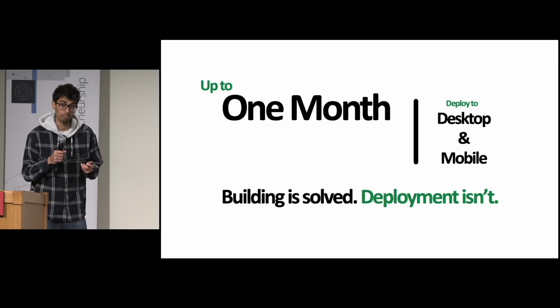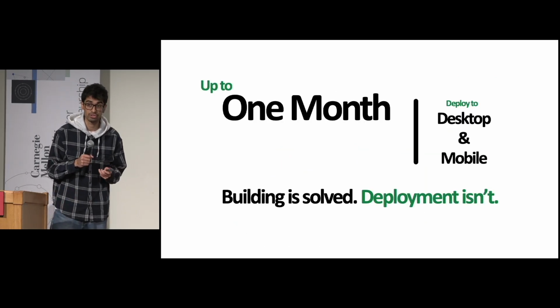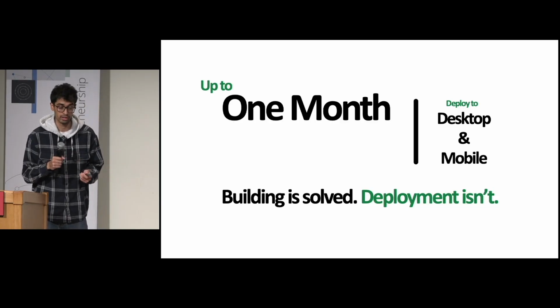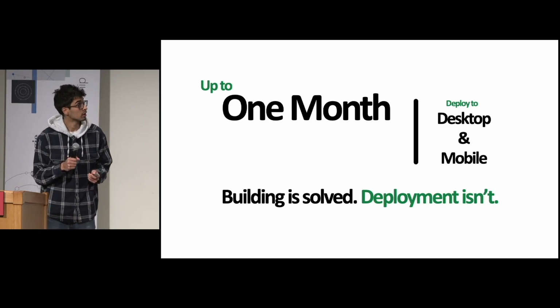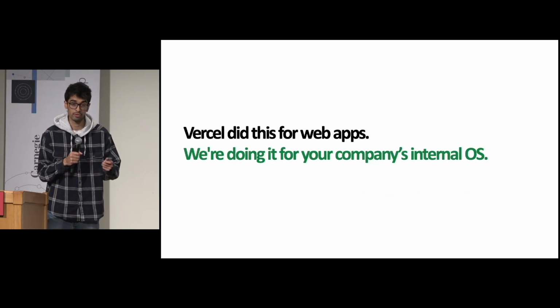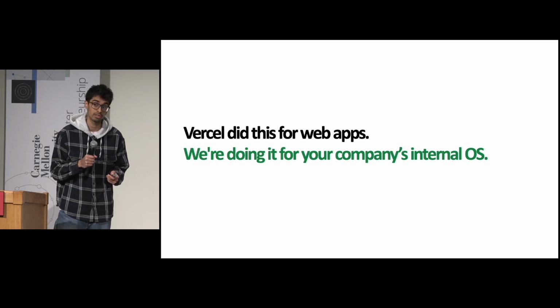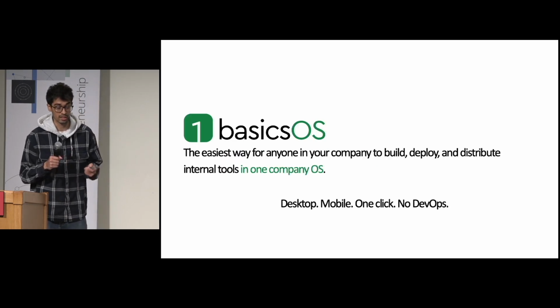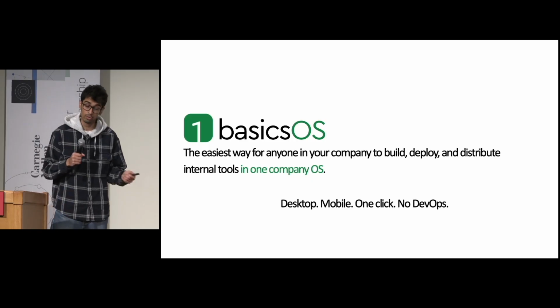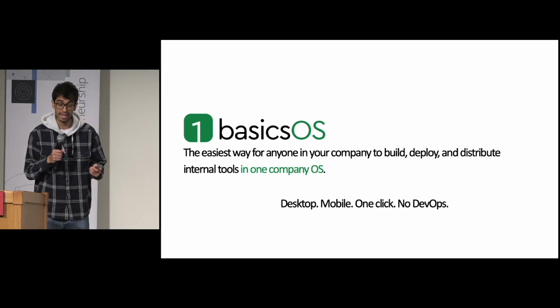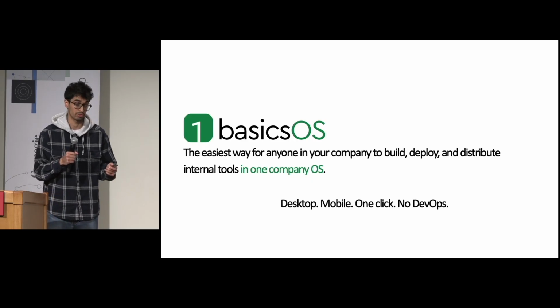So the problem isn't building, it's deployment, because right now there's no secure and quick way to deploy to desktop and mobile. And that's what we're doing. The same way Vercel takes care of this for web apps, we're doing this for your company's internal operating system across desktop and mobile. And that's Basics OS, the easiest way for anyone in your company to build, deploy, and distribute internal tools that your company is using.